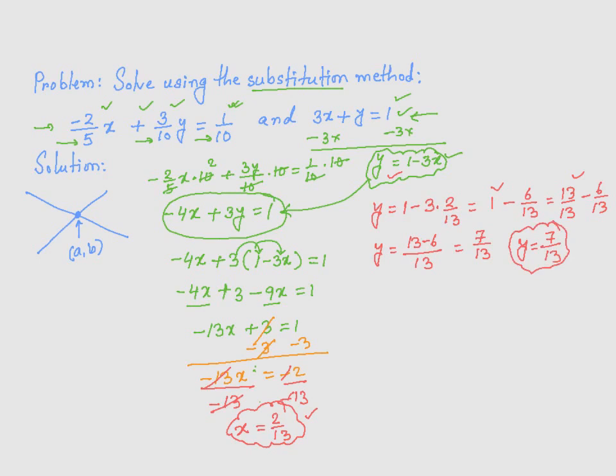Now I have the x and y, and (x, y) is equal to (2 over 13, 7 over 13). So in essence, if we sketch these two lines representing these two equations, this is a sketch. This point of intersection is actually this (2 over 13, 7 over 13).